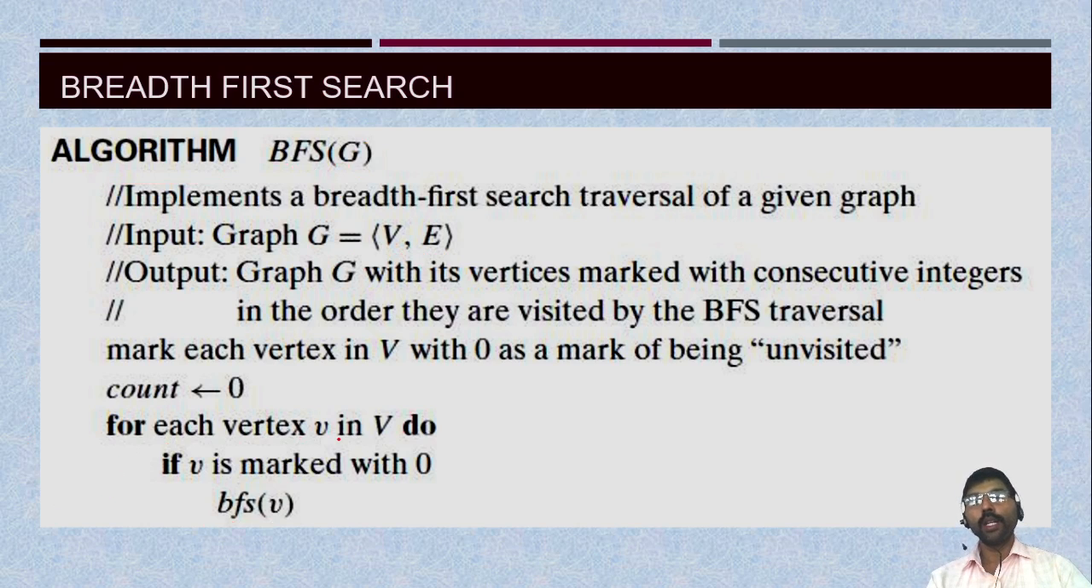For each vertex v in V do: this means we have a set of vertices. From this set of vertices, I take the first vertex and check for its visited status. If it is not visited, then apply the BFS. Like that, for each vertex which is not visited, I am applying the BFS algorithm.